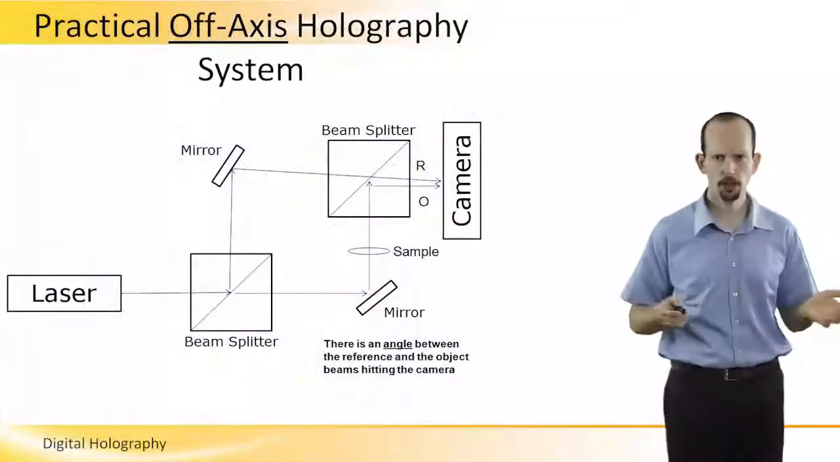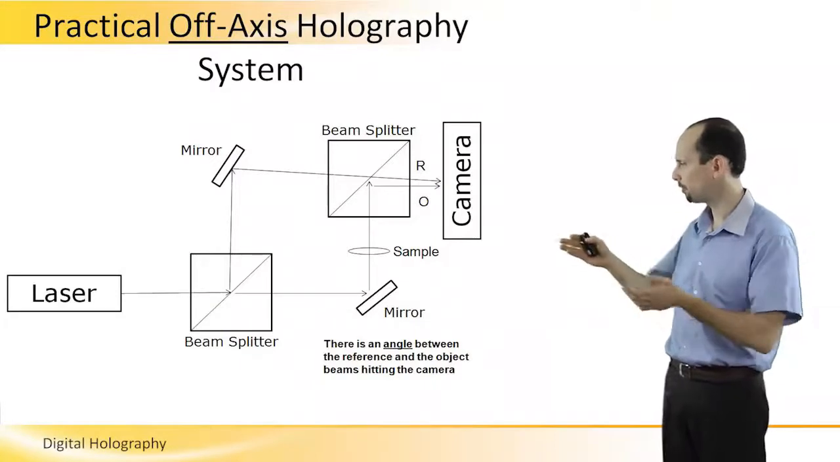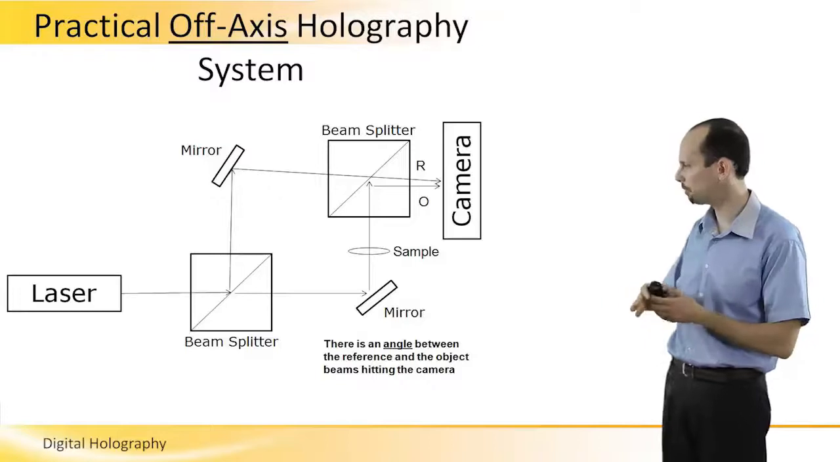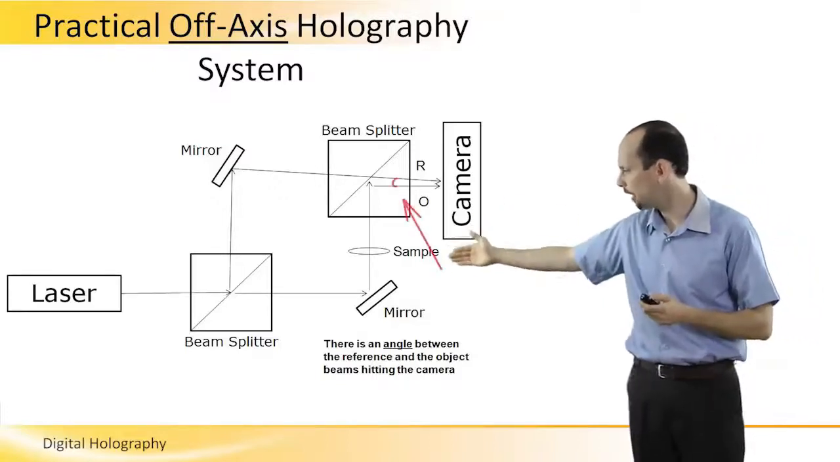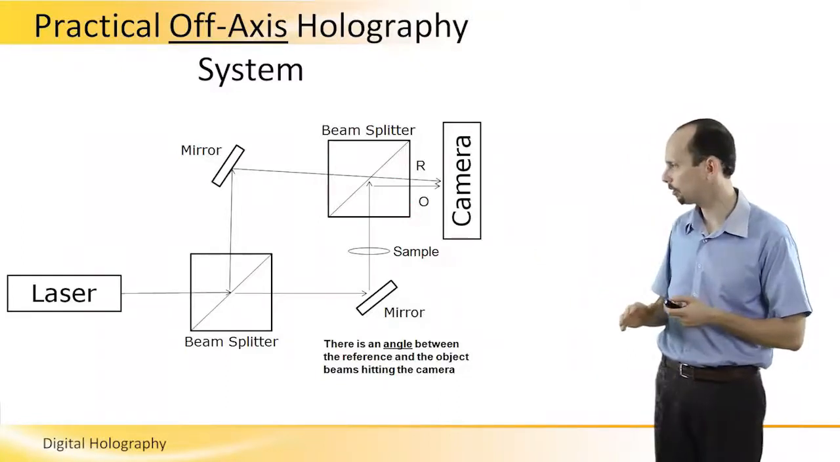So this is a practical off-axis holography system. We have here a laser, we have here a Mach-Zehnder interferometer, we are splitting the beam and combining the beams again in front of the camera at a small angle. So this is why it is called off-axis holography.